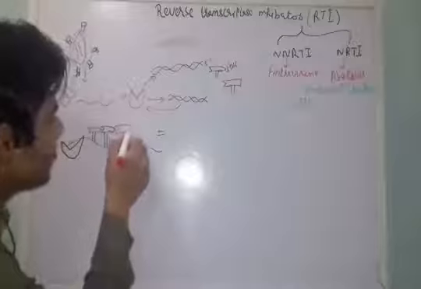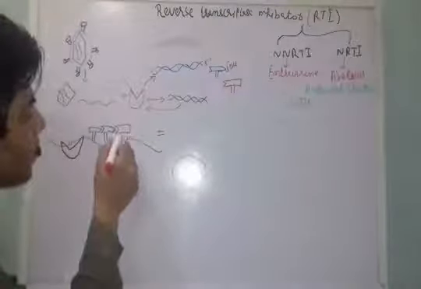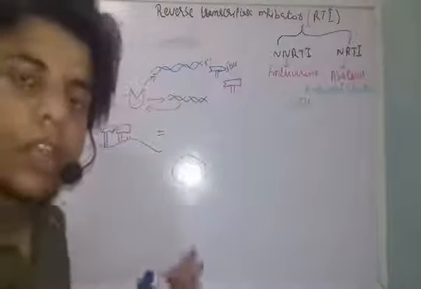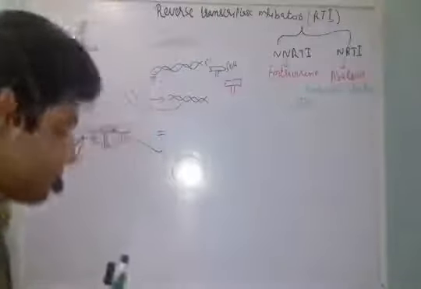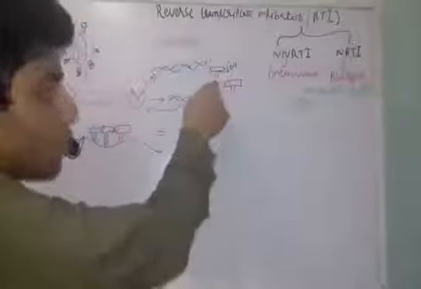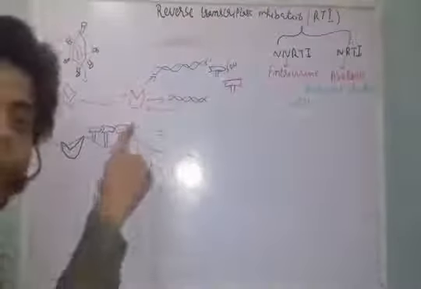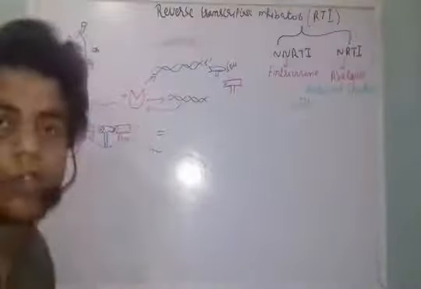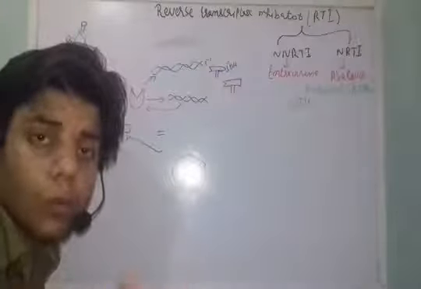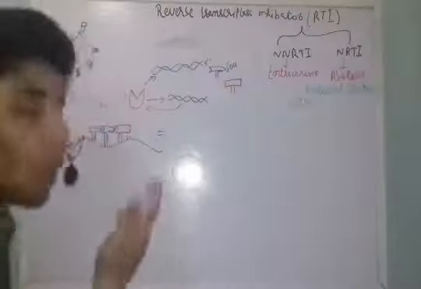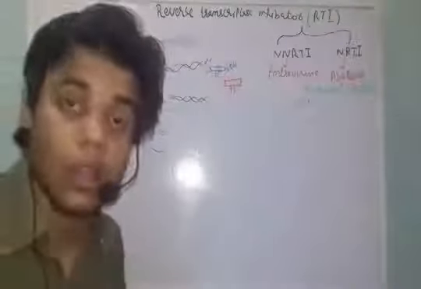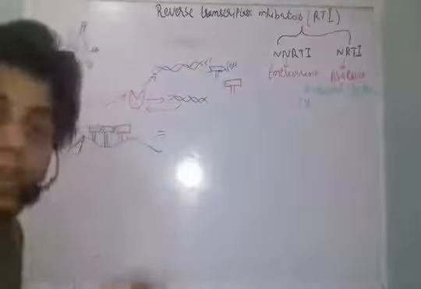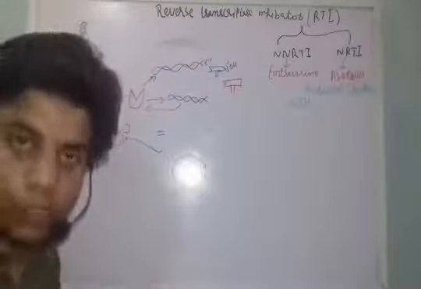Fine. But in this case, the drugs don't carry the hydroxyl group. They lack the hydroxyl group. Due to this lacking, the next nucleotide will not bind to that area. Why? Because there is no hydroxyl group. If no hydroxyl group is present for the attachment, how can the next deoxynucleotide be added here? It is not possible.